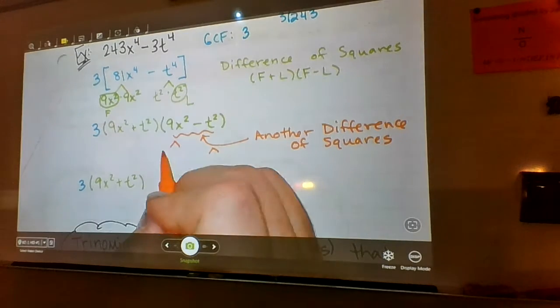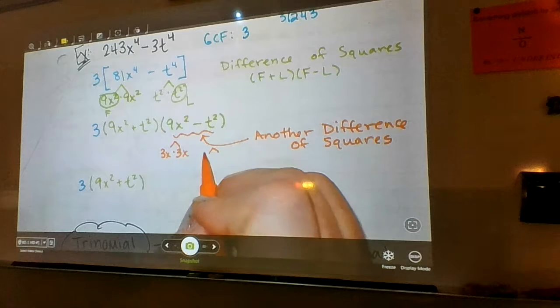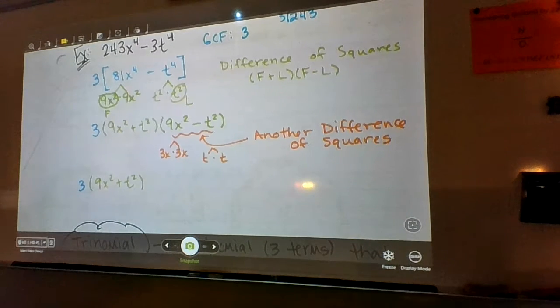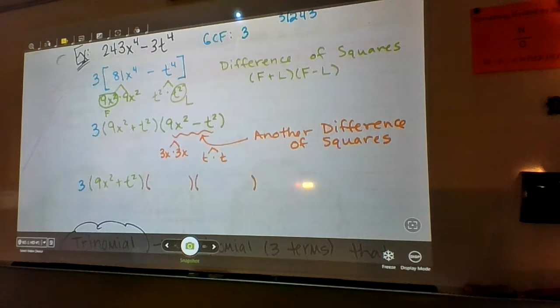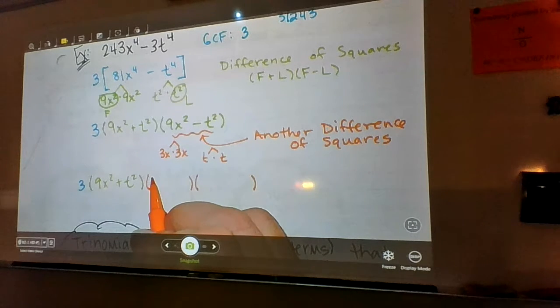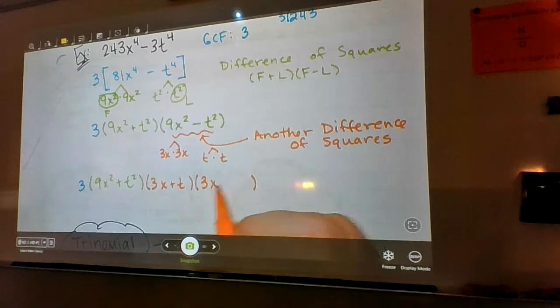So 9x squared would break into 3x squared, and then t squared into t. So we'll have 2 more parentheses out of that one. What will those be? 3x plus t and 3x minus t. Perfect.